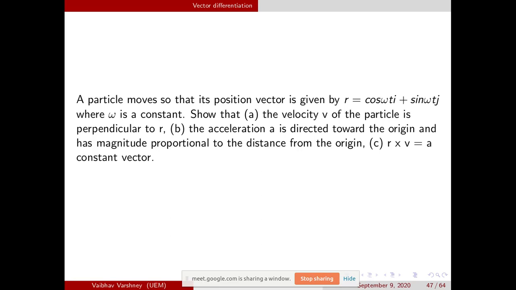No, sir, we will get minus omega square cos omega t I cap plus minus omega square sin omega t j cap. You are right.